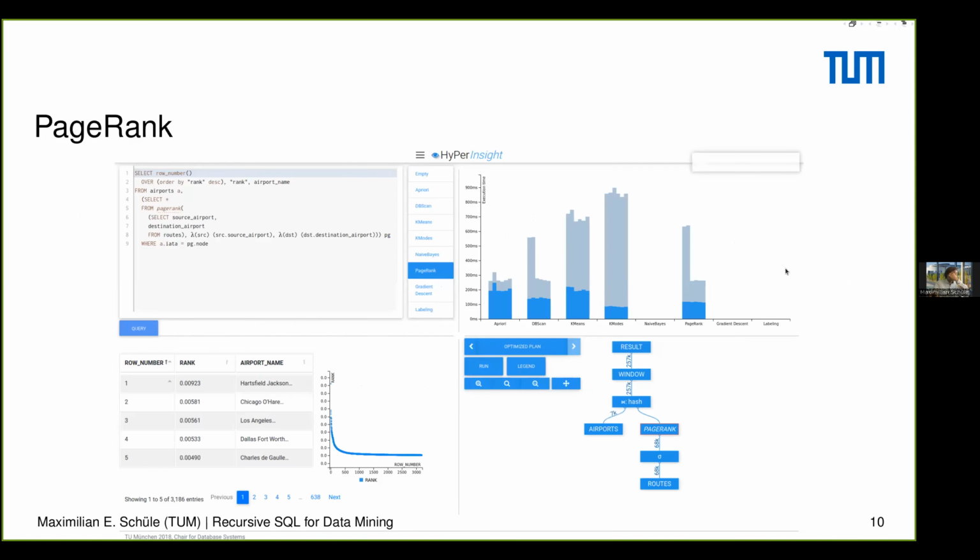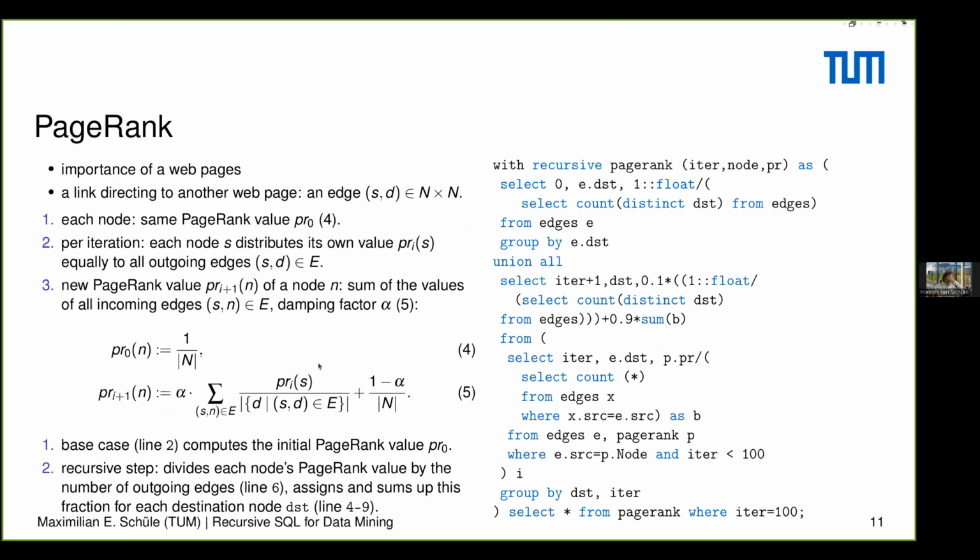The next algorithm I want to show is PageRank. We all know it from Google, because it's how nodes, for example web pages, are ranked. And how does this work? We have some initial value. The initial value is, in our case, 1 divided by the number of all nodes.